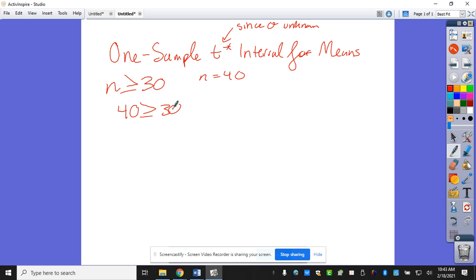In the do section itself, what do you get as your T critical value? 2.042. So why are you using T instead of Z? Because the standard deviation that it gives you is specifically for the sample and not for a population. And that's your whole decision process.